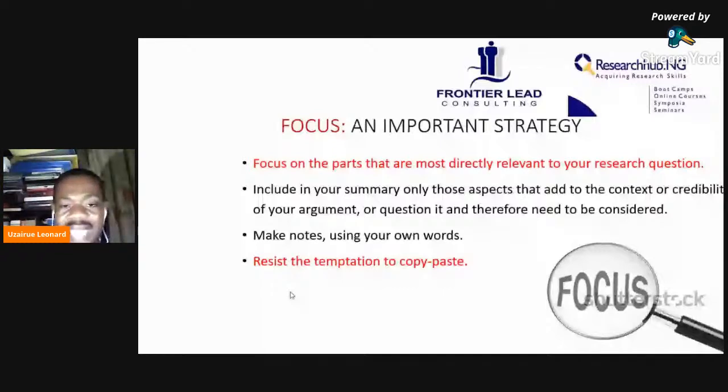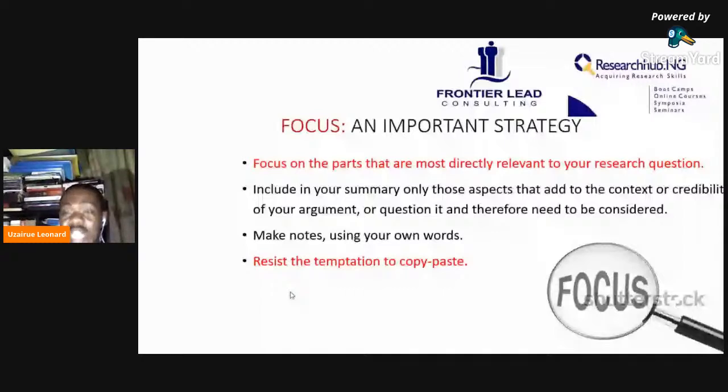Now, focus on the parts that are most directly relevant to your research questions. At every point you are concentrating on an article when you are doing a study, you must ask yourself: does this article support or is it relevant to my study? Is it answering my research question? Is it contributing to answering the research question, objective, or aim? Only those aspects that add to the context or credibility of your argument, or question it. Either they support your argument, or they question the credibility of it.